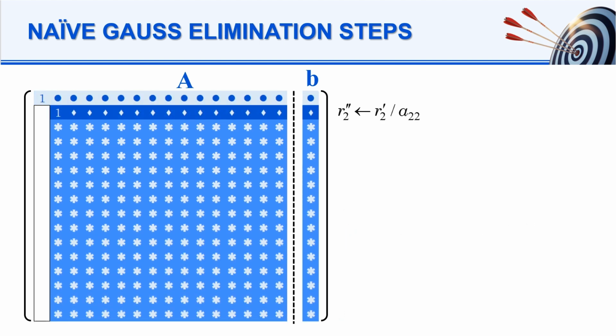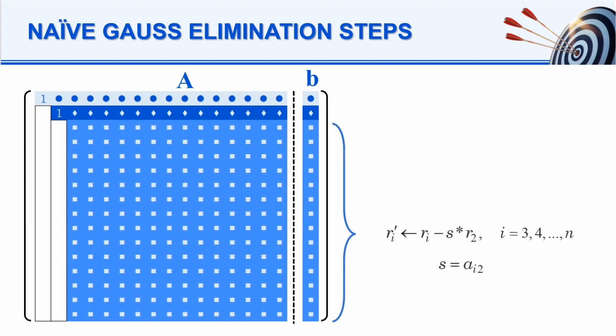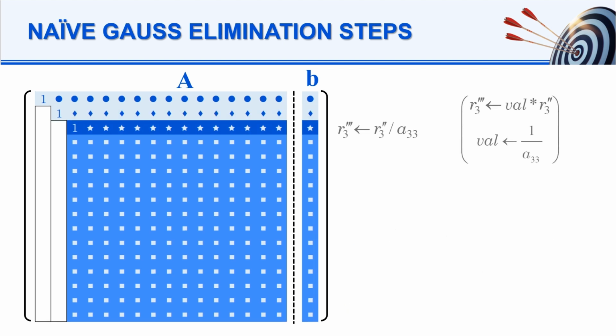Moving to the second row, we normalize it by scaling it with 1 over A22, so that the pivot is 1. Likewise, val is set to 1 over A22. We apply the elimination process to all rows below the pivot, from rows 3 through n, which eliminates x2 from all the rows below it. We move on to the third row to normalize it by scaling with 1 over A33, and val is set to 1 over A33. In the subsequent arithmetic operations, val is used to save CPU time.